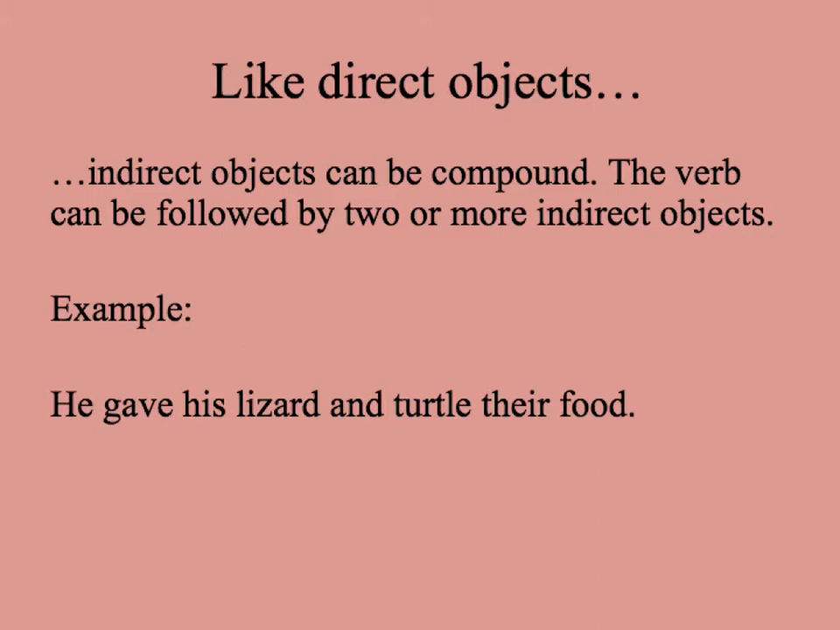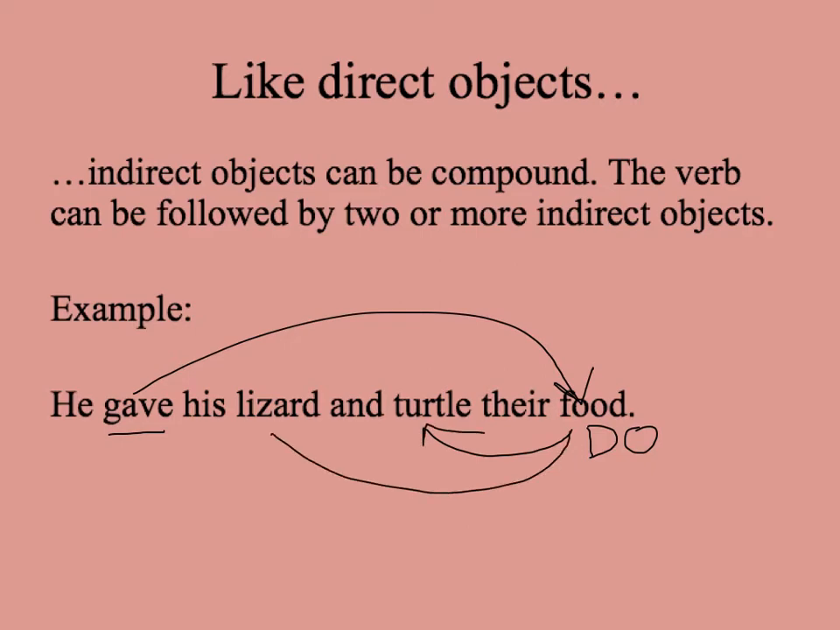Let's try this example. He gave his lizard and turtle their food. He is the subject. What's the verb? Gave what? So food is the direct object. To whom? Turtle and lizard are both indirect objects.